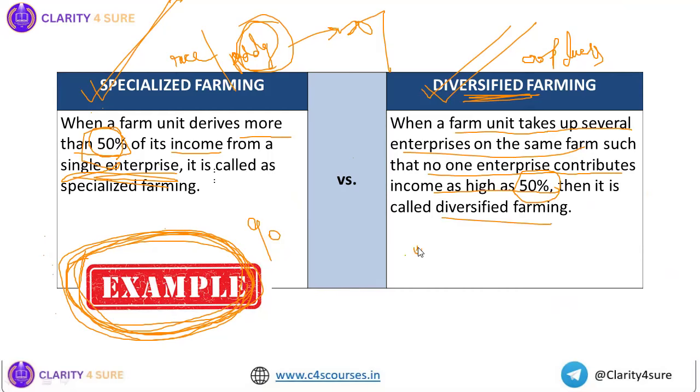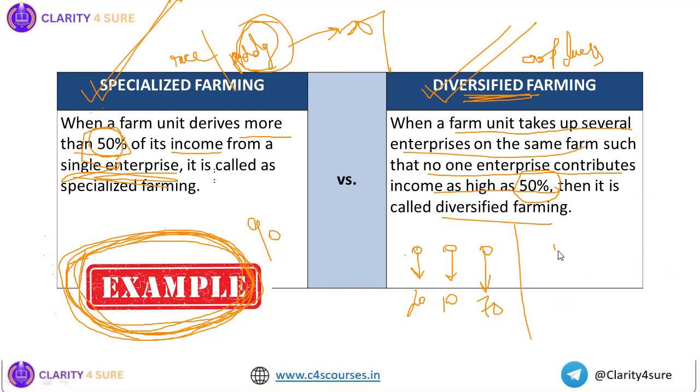In the farm, there are many enterprises, and one single enterprise does not contribute more than 50%. Suppose there are three enterprises. This contributes 20%, this contributes 10%, and this contributes, suppose, 70%. This is one type of farm.